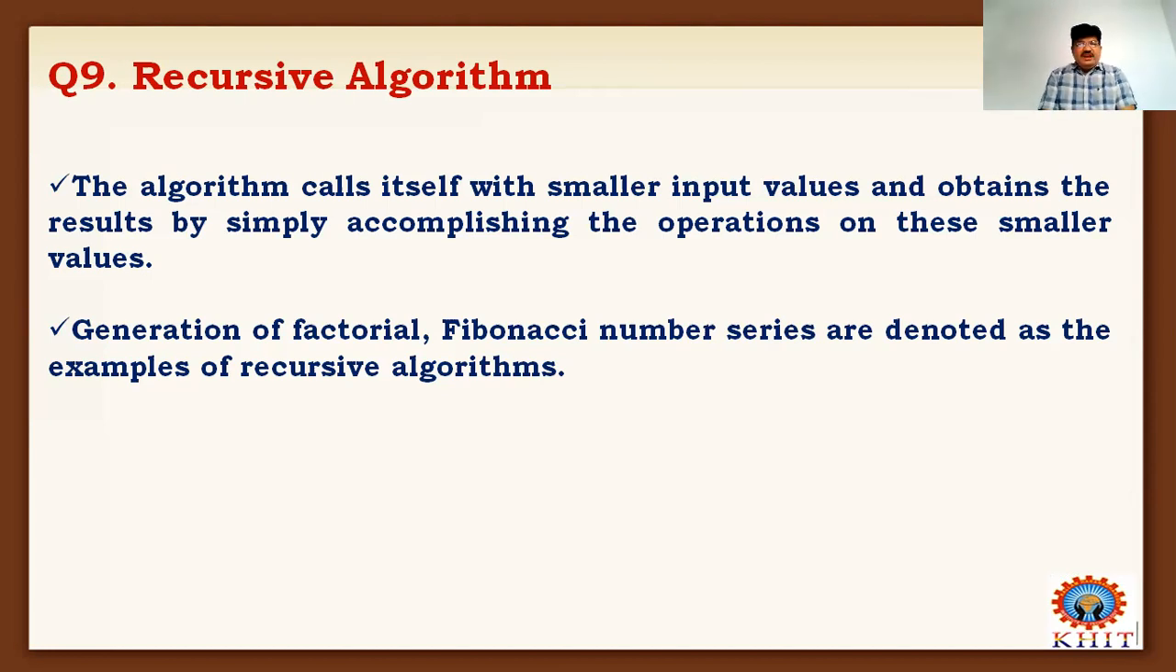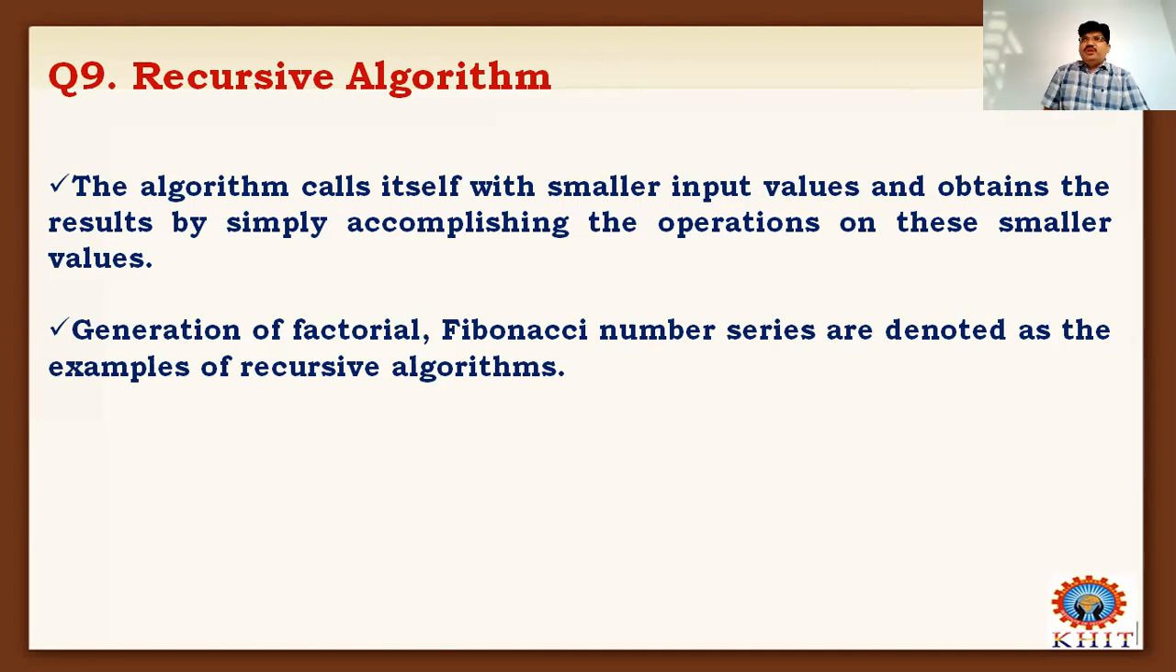Now let us see how a recursive algorithm works in the factorial of a given number. If you see the factorial of 5, what is factorial of 5? 5 into (5 minus 1) factorial. 5 into (5 minus 1) means 5 into 4 factorial. And again, you need to solve 4 factorial.